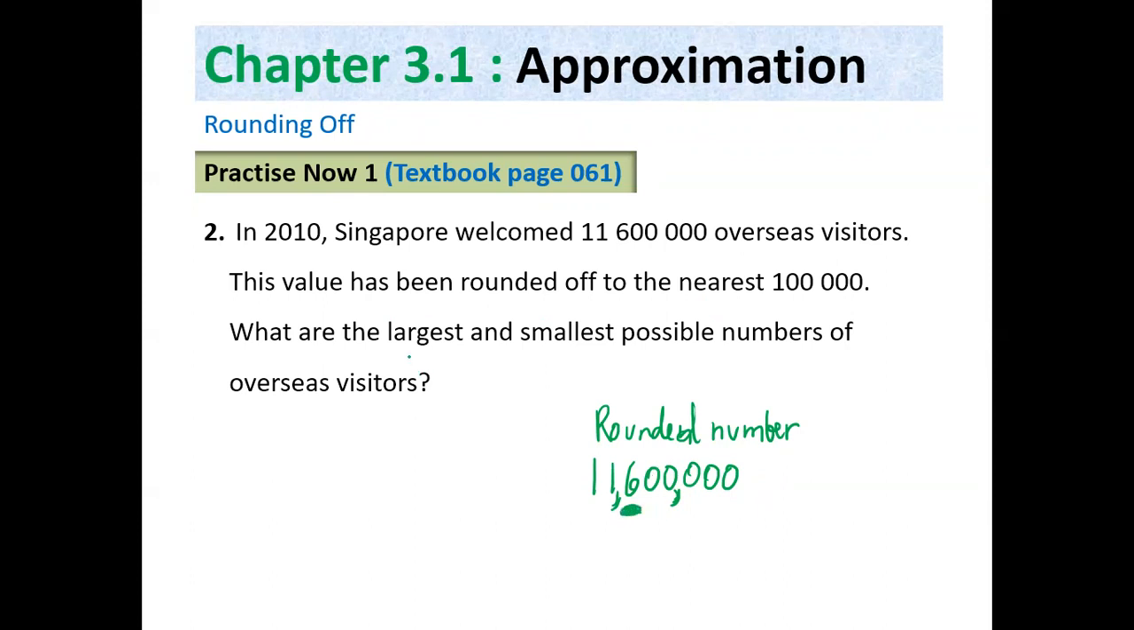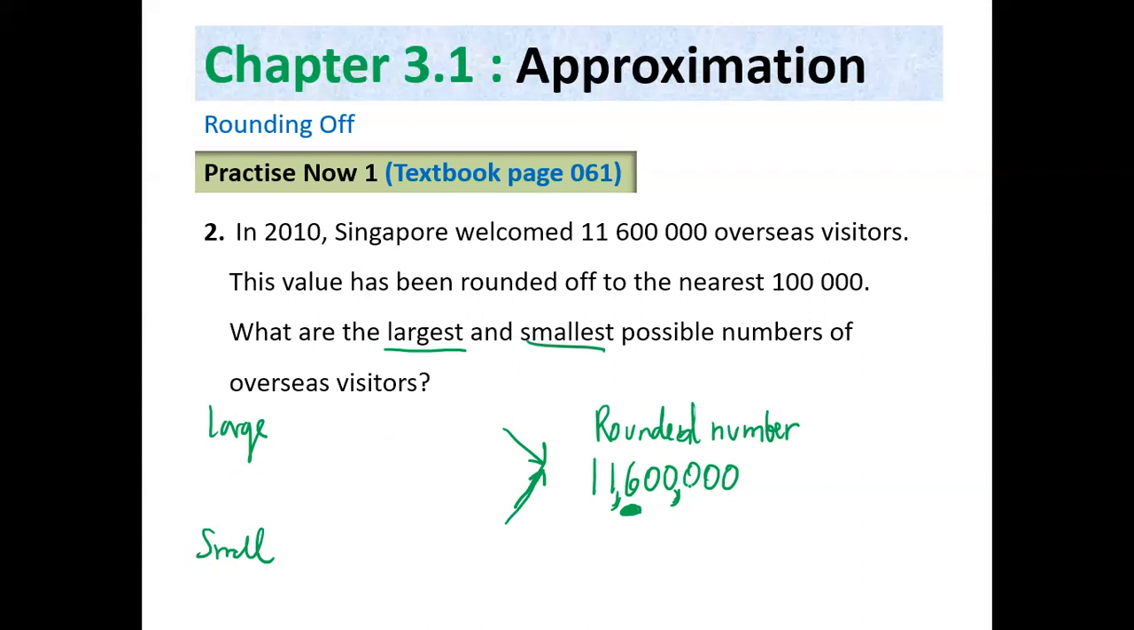So what are the largest and smallest possible values of the overseas visitors? Here, you have to do the logic. You may repeat the video later on because this is quite hard to understand. So largest and smallest. This will be the rounded number from the possible numbers: a large number that you round down to become 11,600,000, or a small number that if you round it up, you will get the same number, 11,600,000.